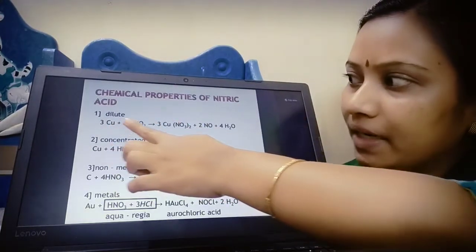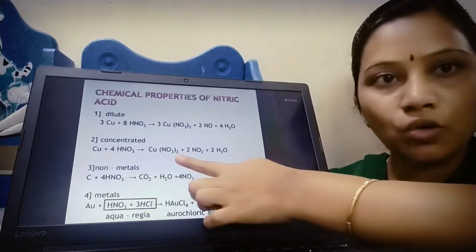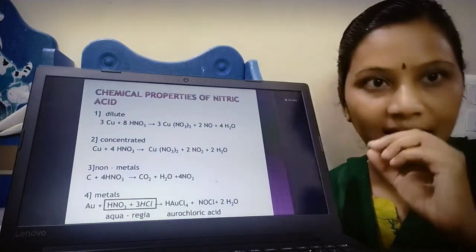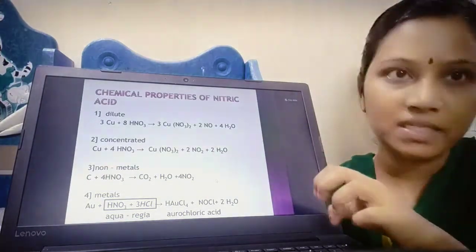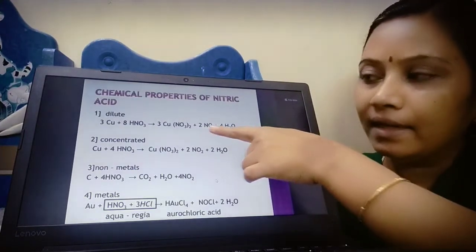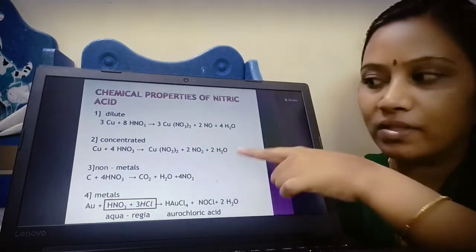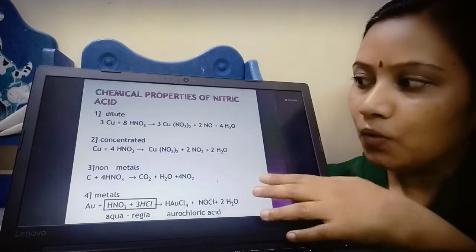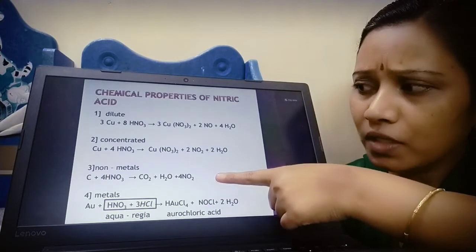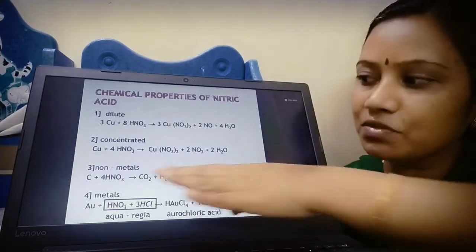Now, when copper reacts with nitric acid, it gives copper nitrate. When copper reacts with concentrated nitric acid, that also gives copper nitrate. But what is the only difference? The byproduct along with copper nitrate is slightly different for dilute and concentrated acid. In the case of dilute nitric acid, it should be nitric oxide. In the case of concentrated nitric acid, it should be nitrogen dioxide plus water. Okay. Now, when nitric acid reacts with non-metals like carbon, what is the product? Carbon dioxide, water, nitrogen dioxide. Okay, this is with non-metals.